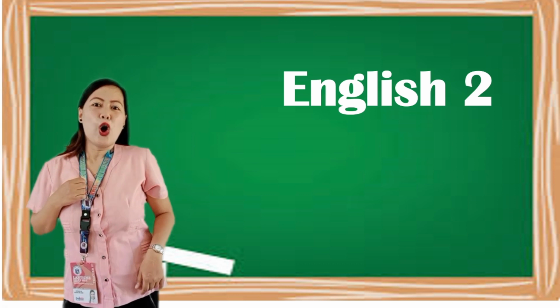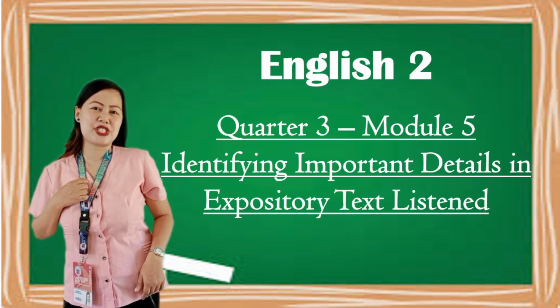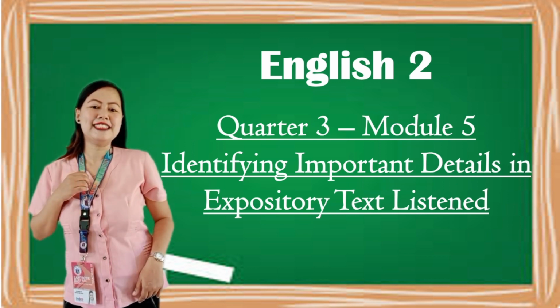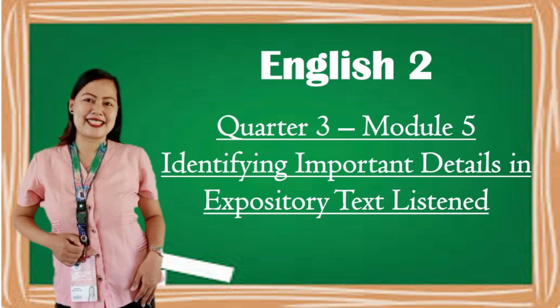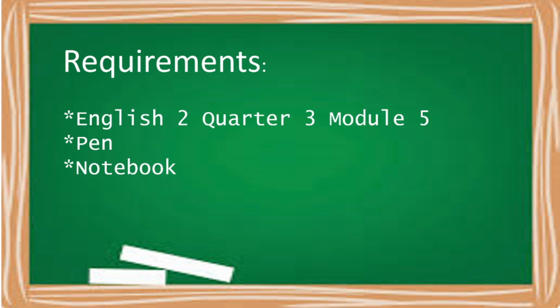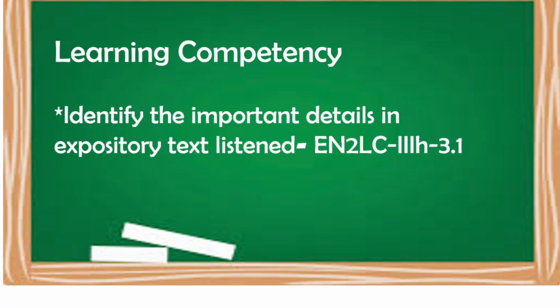So today, we're going to go through your English 2 Quarter 3 Module 5, identifying important details in expository text. Listen. Now, are you ready? But before we start our lesson, make sure that you have these requirements: English 2 Quarter 3 Module 5, pen, as well as your notebook. So our learning competency for today is to identify the important details in expository text.